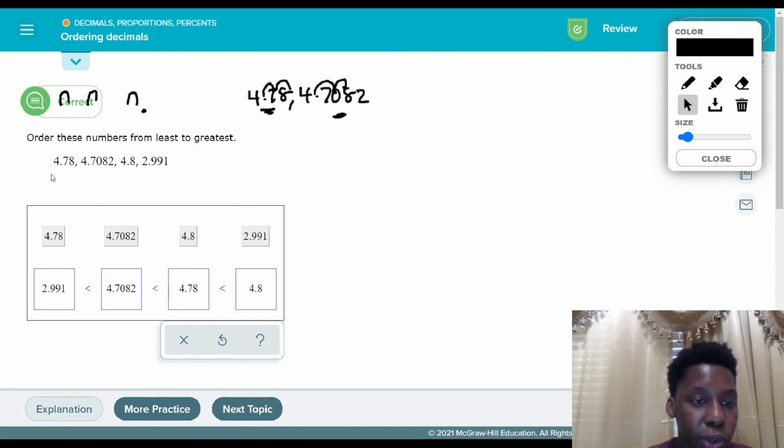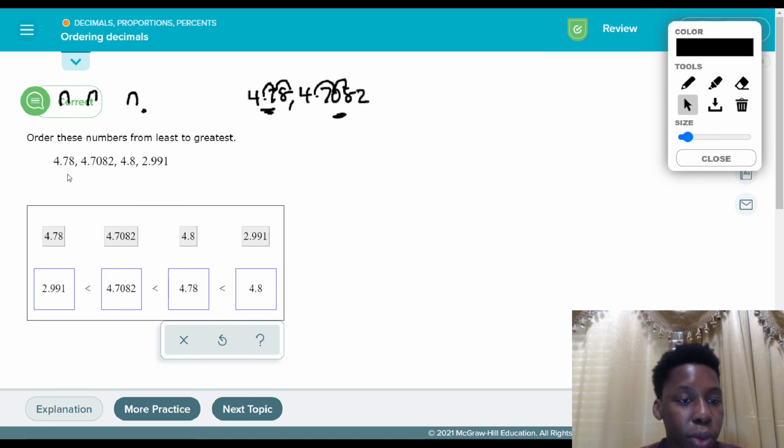And then since we know that these 4s are all equal, we have to work with all of them, right? Because of that, we look through the next one. When we look through the next number after the decimal point, this was 7, this was 7 also, and this was 8. Since 8 was bigger than this 7 and this 7, we can safely say that 8 is bigger than both of them. So that means 8 will be the biggest number.